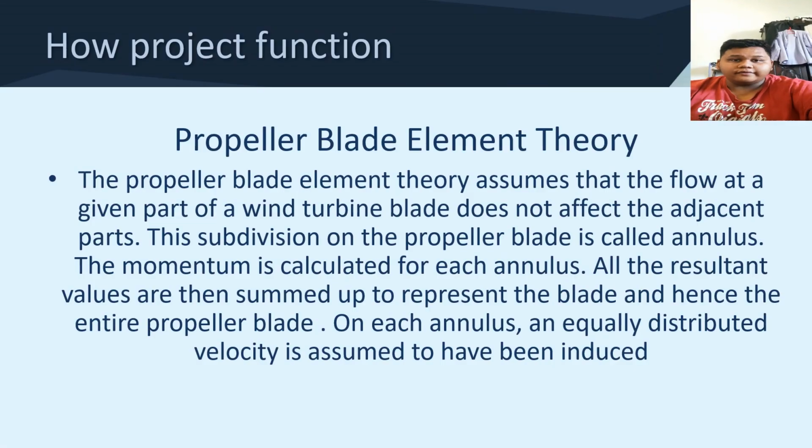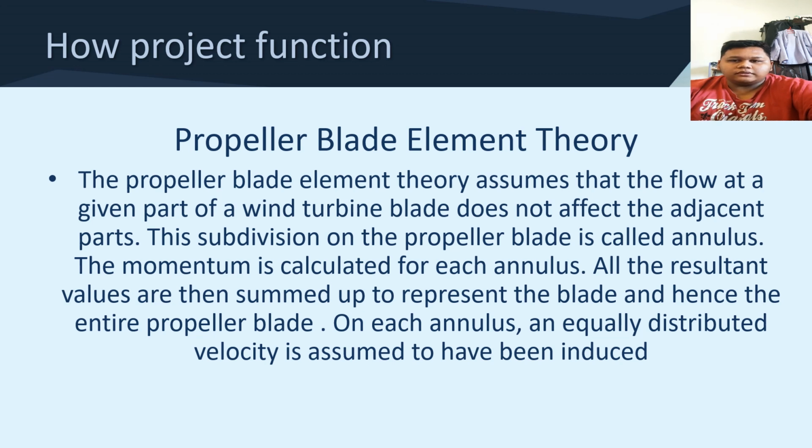Hi, for this part, I will explain how the project functions. I will explain the propeller blade element theory. The propeller blade element theory assumes that the flow at a given part of a wind turbine blade does not affect the adjacent part. This subdivision of the propeller blade is called an annulus.